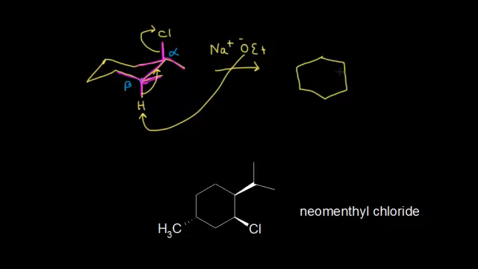Wherever you want to put that on your molecule, it doesn't really matter. And you make cyclohexene out of this. So that's the idea. Look for the anti-periplanar conformation with your leaving group axial. Let's do a harder one.